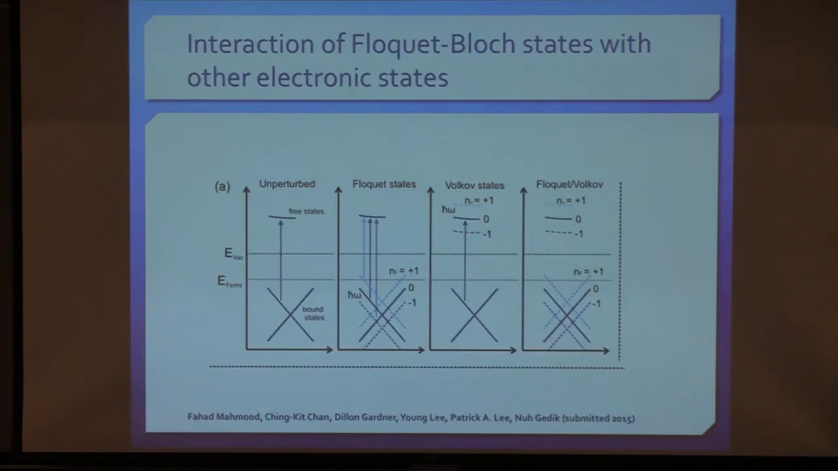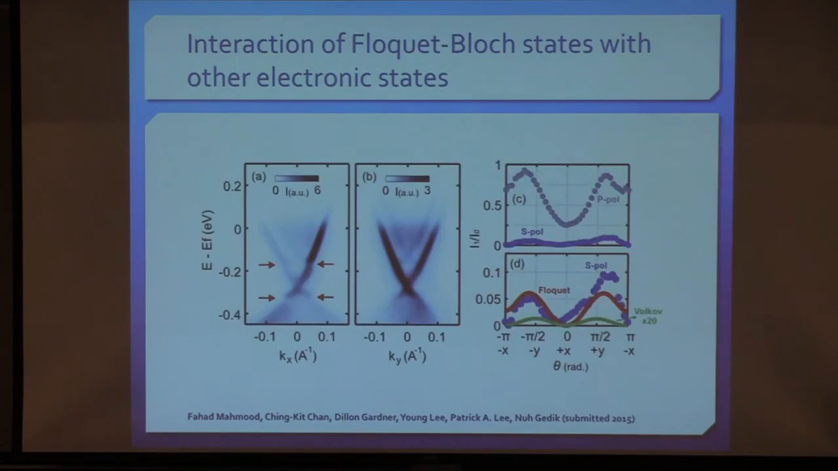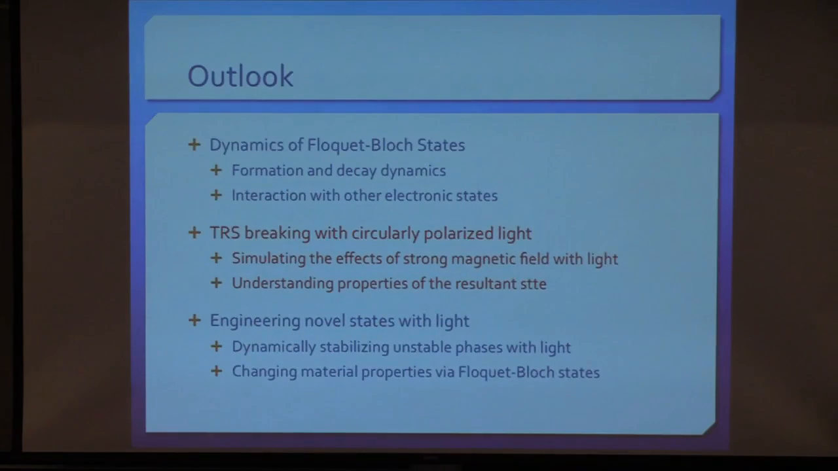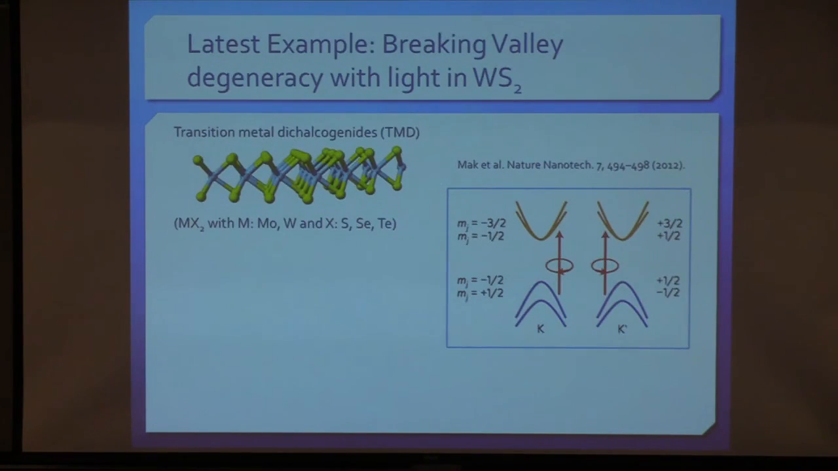We are trying to understand how these states couple to the other electronic states around them. For example, we recently realized that when we shine light into the solid, we are addressing not only the initial state but also the final states, and we can actually see the interference of the two. The other thing we have done is use this magnetic-field-mimicking nature of the light to do something useful on another system.